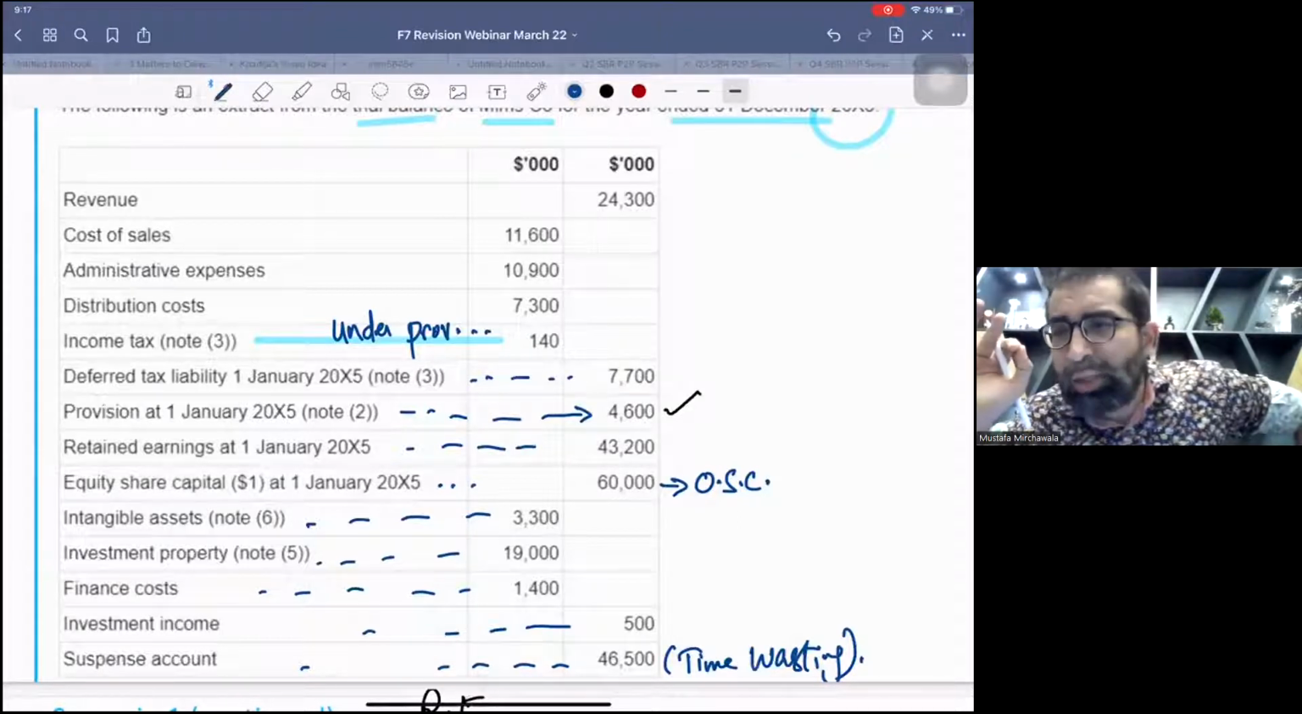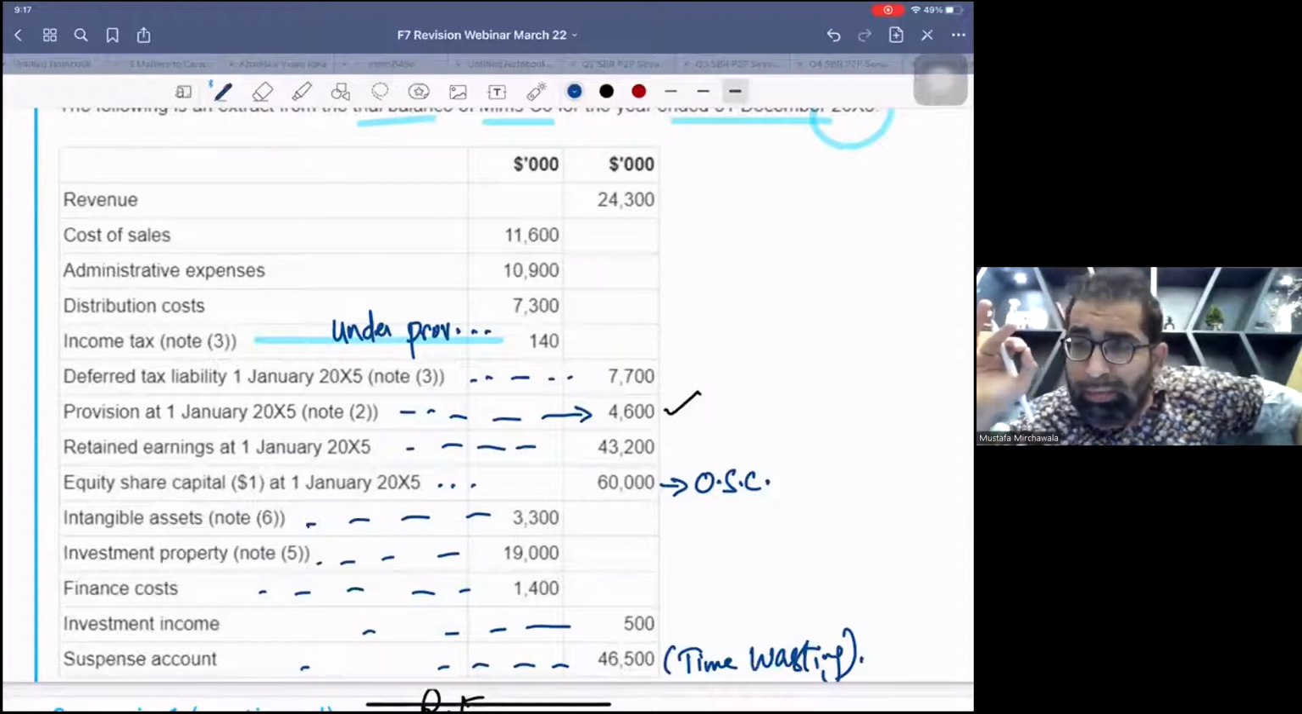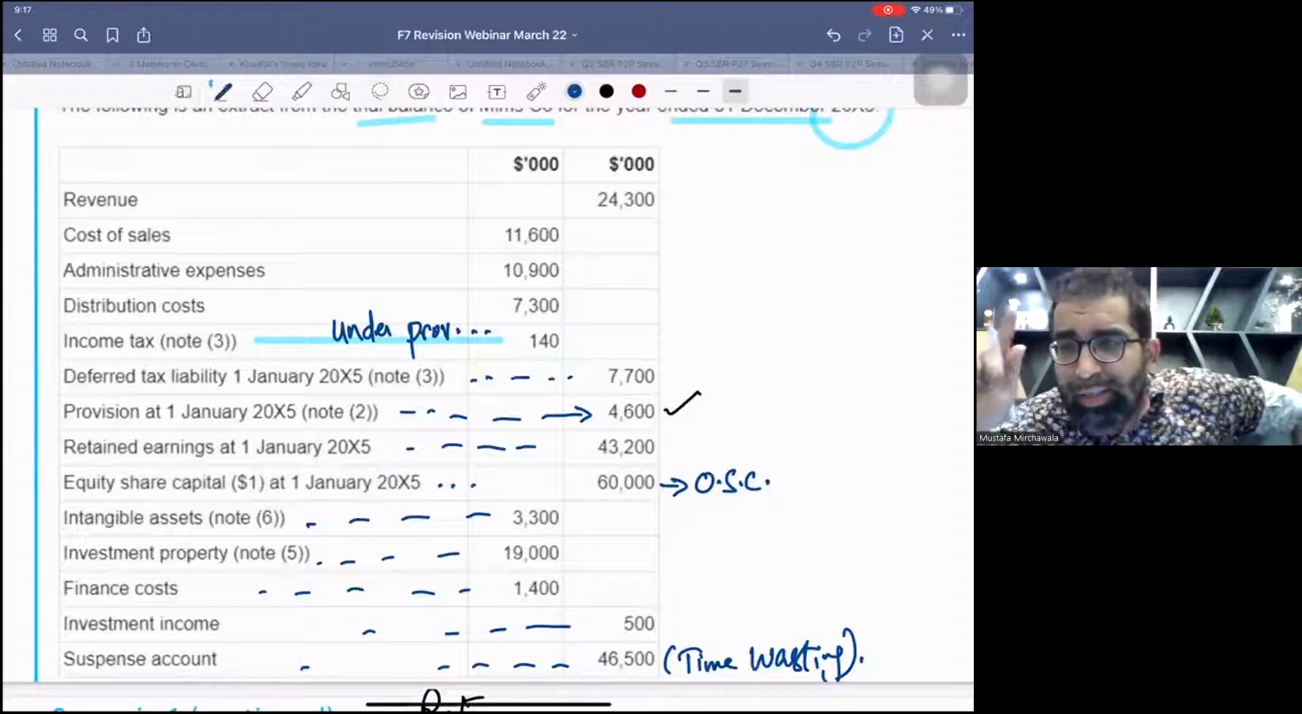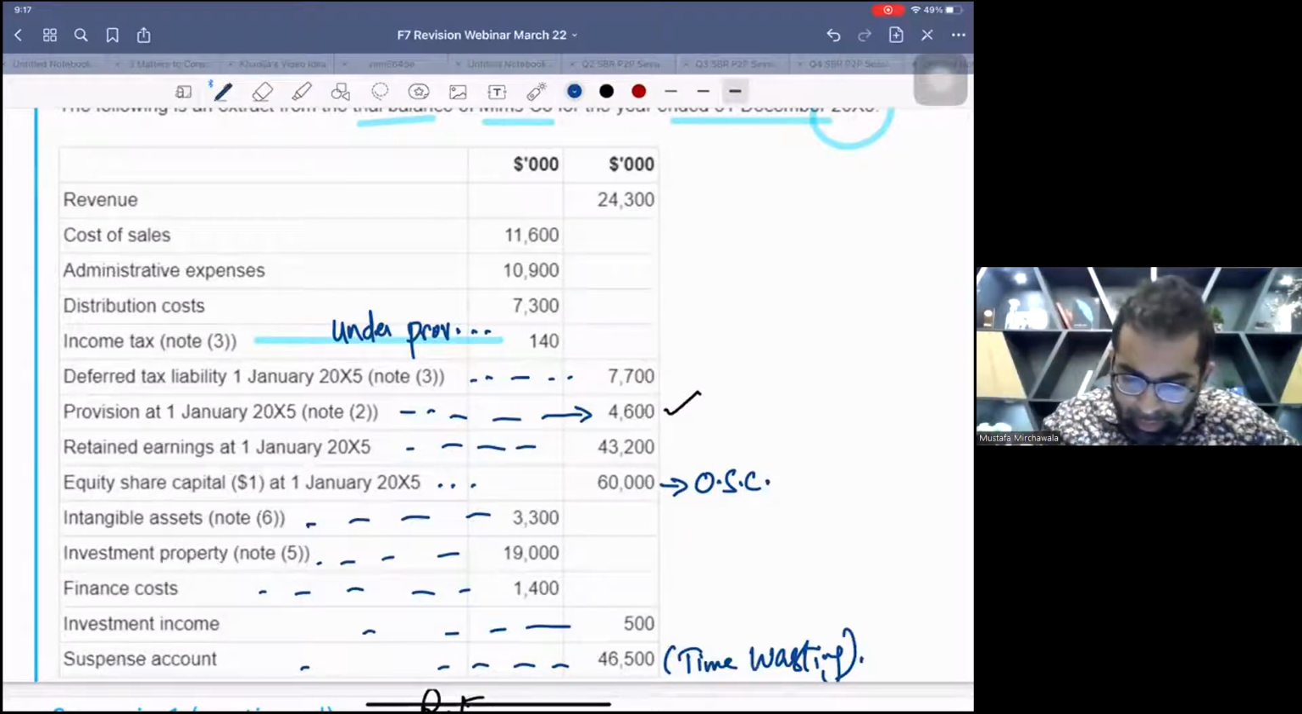That's their routine. Okay. So be very active, be very smart. Don't waste your precious time on any irrelevant thing. Now let's move.